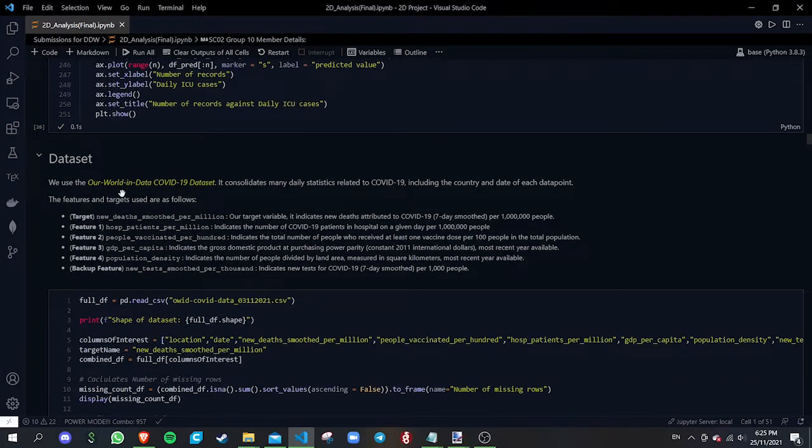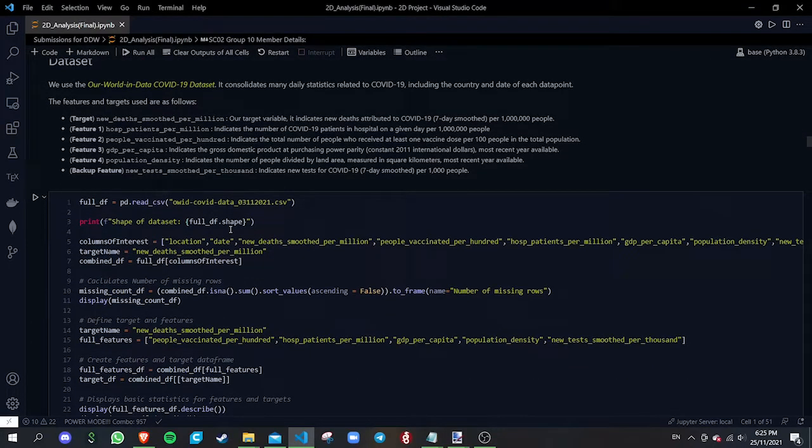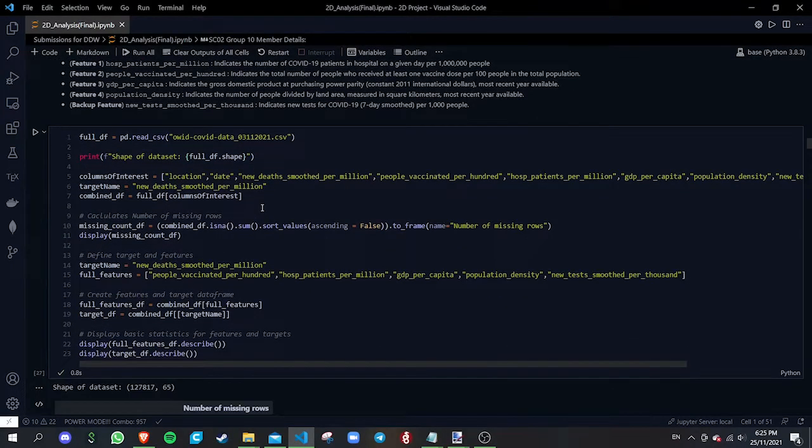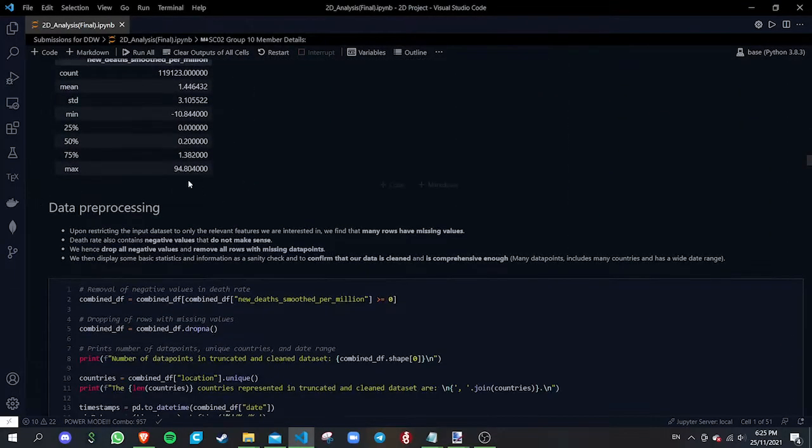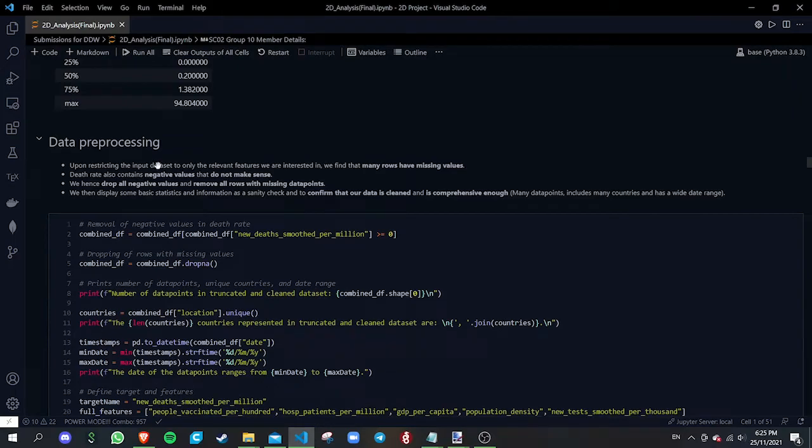So we use the Our World in Data COVID-19 dataset, and here we read the dataset into a pandas data frame. We then pre-process the data, dropping all rows with null values, and negative values.